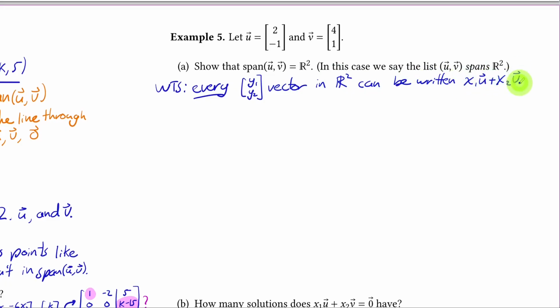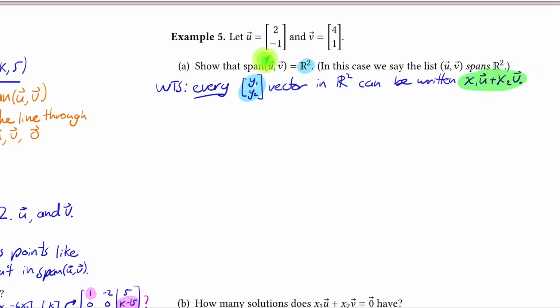In other words, we want to show that every R2 vector, which has some y1, y2 components, can be written in the form of a vector in the span. Everything in R2 can be written as something in the span. So we want to show that no matter what y1, y2 is, this equation has a solution.